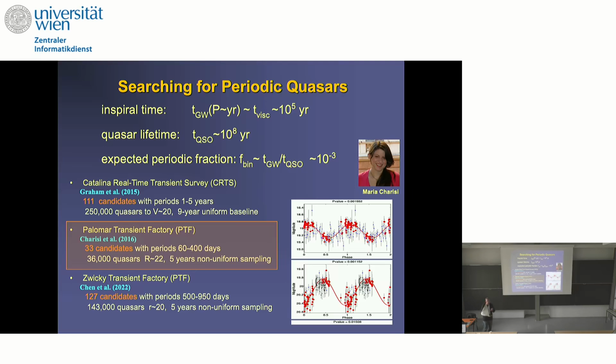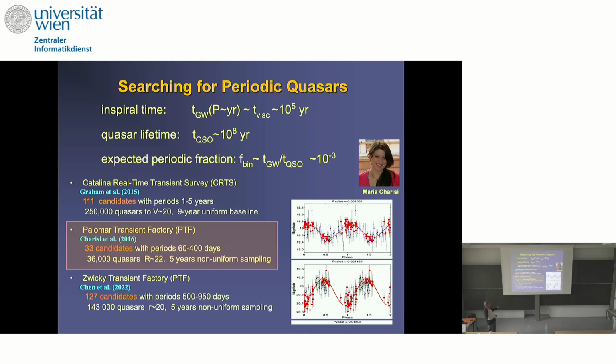Actually, so now I can answer your question about how rare is this. Do we see this phenomenon? And the answer is, last 10 years, there are 3 large, so in order to look for this, you need a bunch of quasars, ideally a lot of them, which have time domain data so that you can actually look for periodicity.